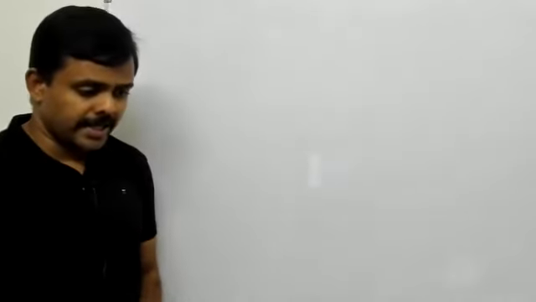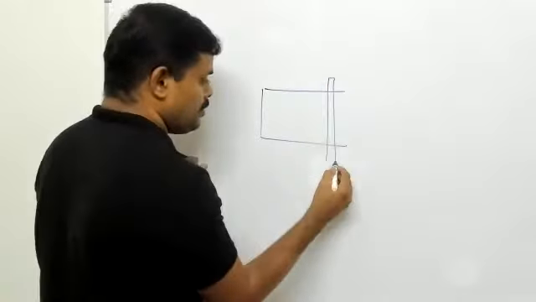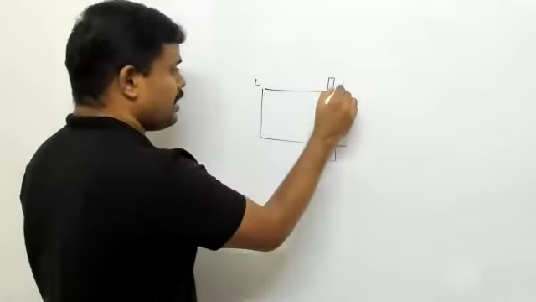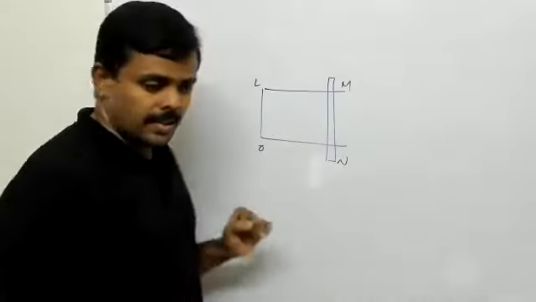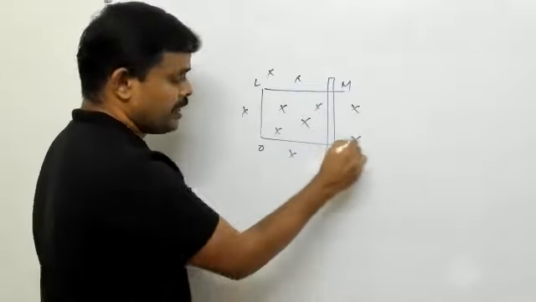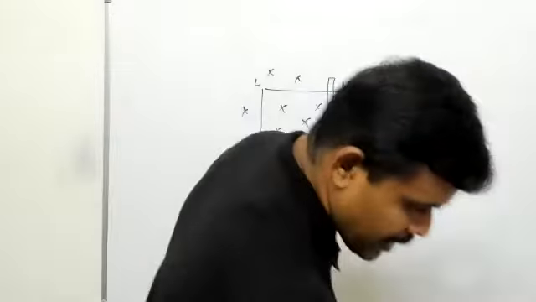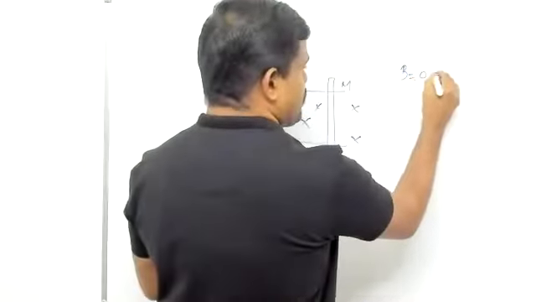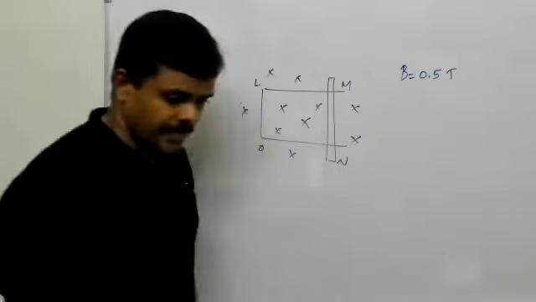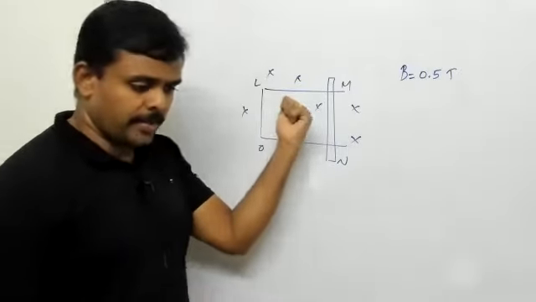A rectangular conductor LMNO is placed in a uniform magnetic field of 0.5 Tesla. Look at this: the rectangular conductor LMNO is placed in a magnetic field, as you can see. Then what else? The magnetic field is given as 0.5 Tesla. The field is directed perpendicular and into the plane of the conductor.